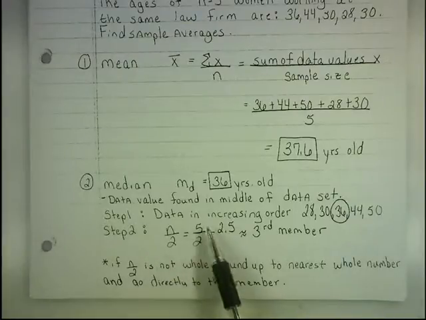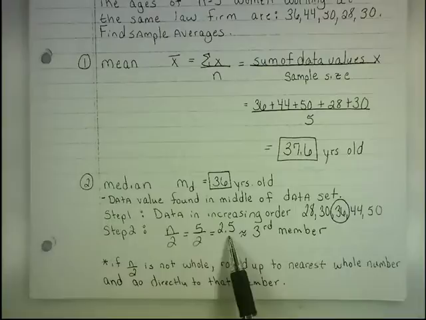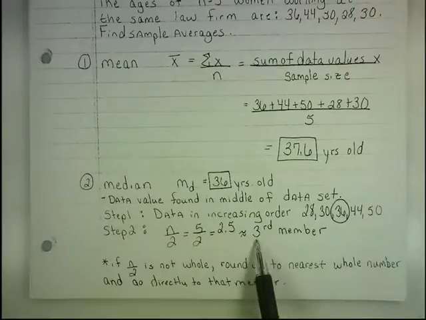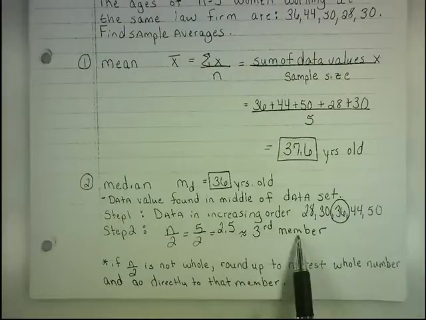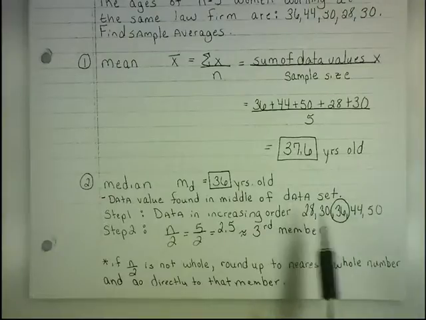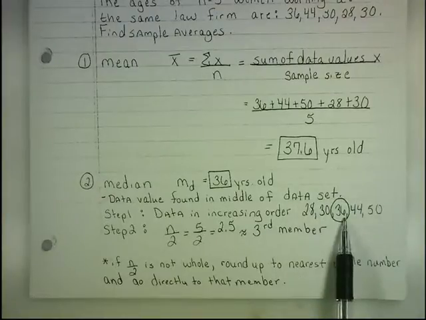If you have a number that is not whole, in this case it's 2.5, it's not a whole number. The textbook says to round up, and 2.5 will round to 3. So we go to the third member in the data array, 1, 2, 3. And that third member, or third lady, is 36 years old. Hence the median is 36 years old.